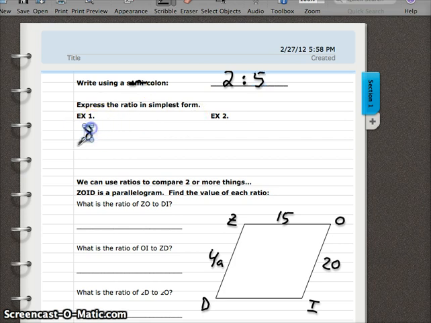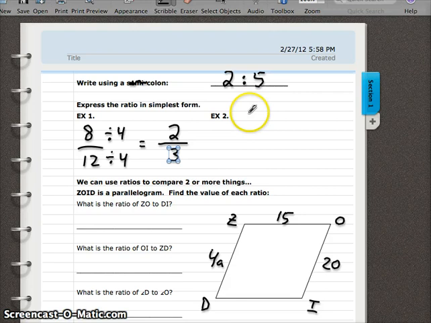Let's say I'm given 8 to 12. Well, we got to simplify it. So if I divide top and bottom by 4, then I'll get a simplified version. So we get 2 over 3, or 2 to 3. And my answer would be in fraction form because it was given to me in fraction form.